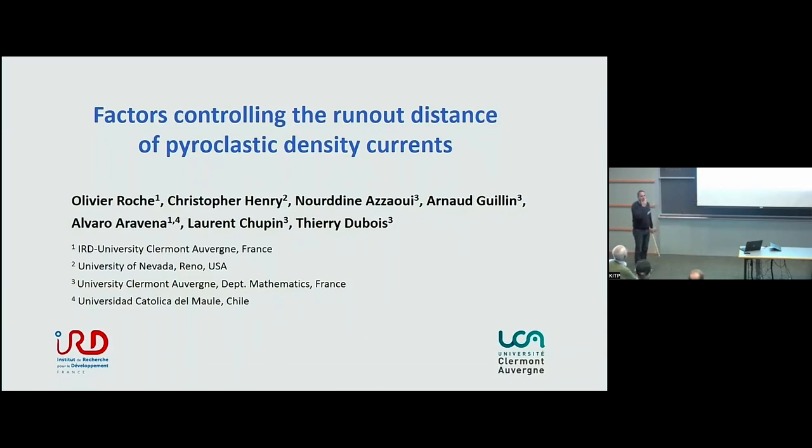As a conclusion of this series of talks, I would like to talk about natural data. I hope you will enjoy that. And today we'll present a very simple analysis of the factors that control the runout distance of pyroclastic density currents. Runout distance is a matter of concern for volcanologists in the context of hazard assessment.